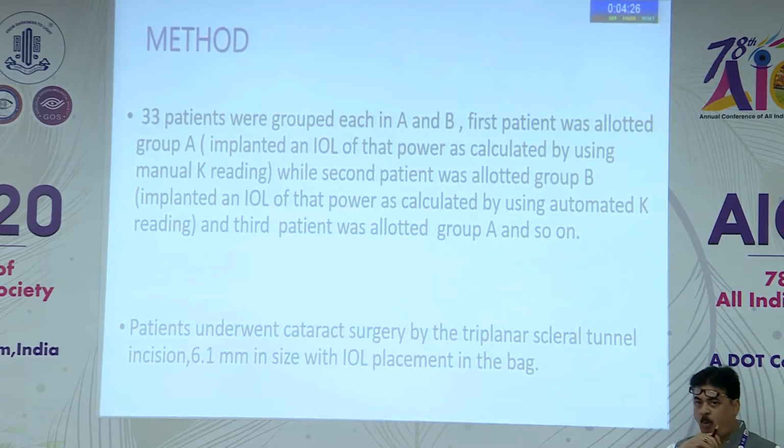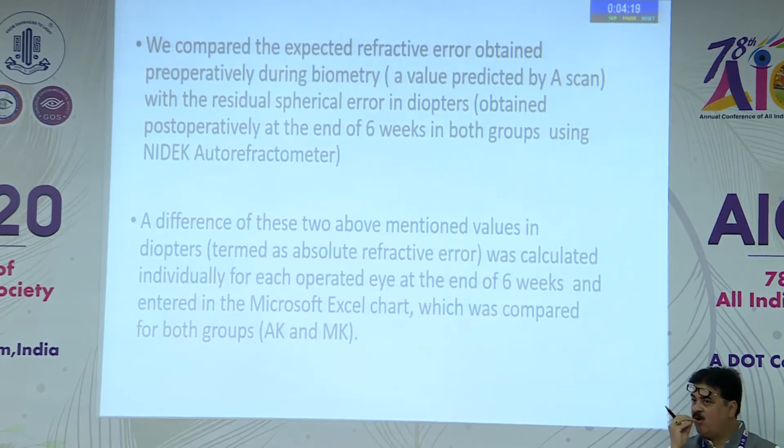The patients underwent cataract surgery by the triplanar scleral tunnel incision, 6.5 mm in size, with IOL placement in the bag. We compared the expected refractive error obtained pre-operatively during biometry, which is a value predicted by the A scan, with the residual spherical error in diopters, which we obtained at the end of 6 weeks post-operatively for both groups. A difference of these two above-mentioned values in diopters, termed as the absolute refractive error, was calculated individually for each operated eye at the end of 6 weeks, and it was entered in the Microsoft Excel chart for both the groups.